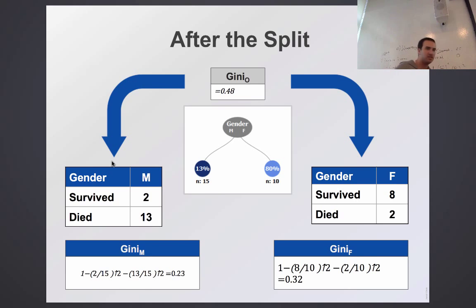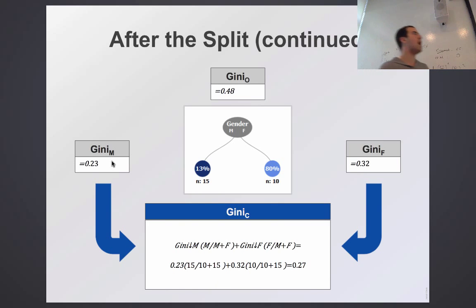Is this a good split? We combine the 2 Gini coefficients of male and female, 0.23 and 0.32, with the following coefficient. So we take the Gini of men multiplied by the percentage of men. So this is just going to be 10 over 25. I'm going to write that first. Plus, and this is kind of what you were saying before, very, very close. Instead of multiplying by the number, you're multiplying by the ratio. You take the Gini coefficient of the female and multiply it by the ratio of females.